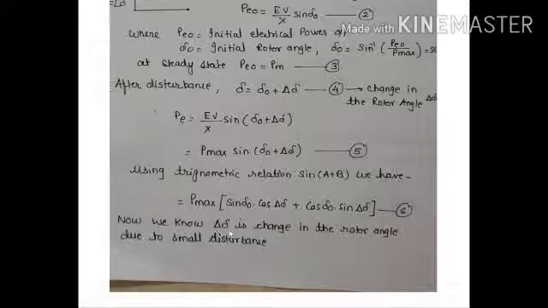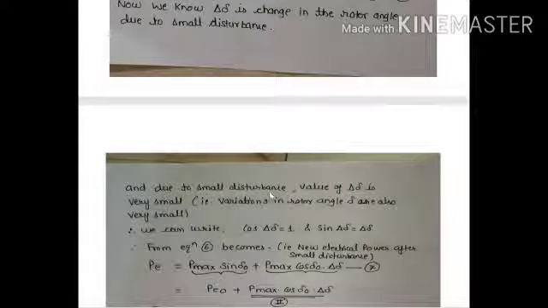Now we know del delta is a change in the rotor angle due to small disturbance, right? Therefore, due to small disturbance, the value of del delta is very small. It is obviously true. That is, variations in rotor angle delta are also very small. Therefore, we can write cos del delta is equal to 1 and sine del delta is equal to del delta. Right? So, using this in equation 6, it becomes the new electrical power after small disturbance.